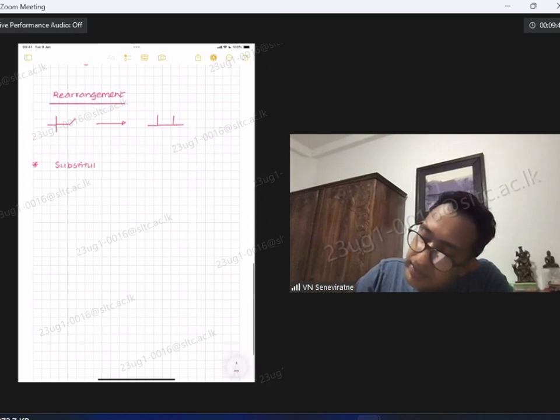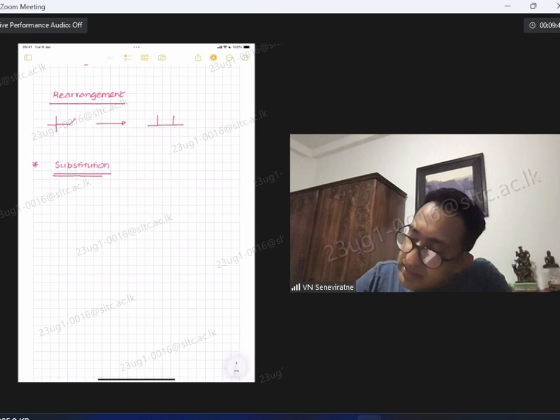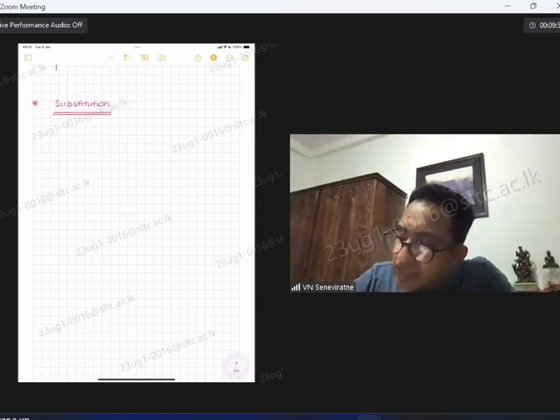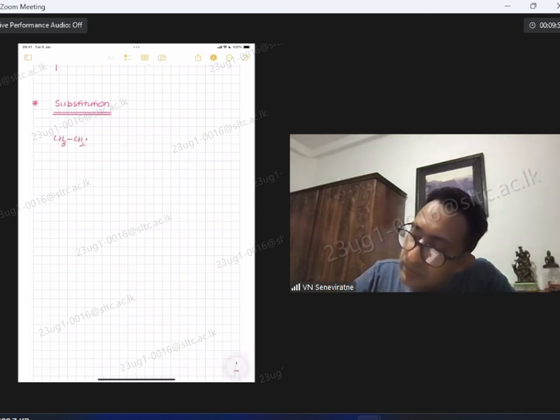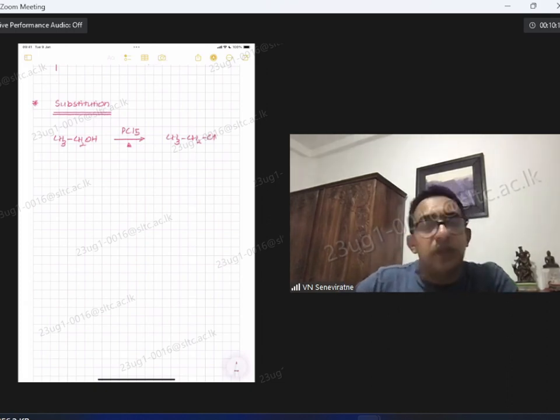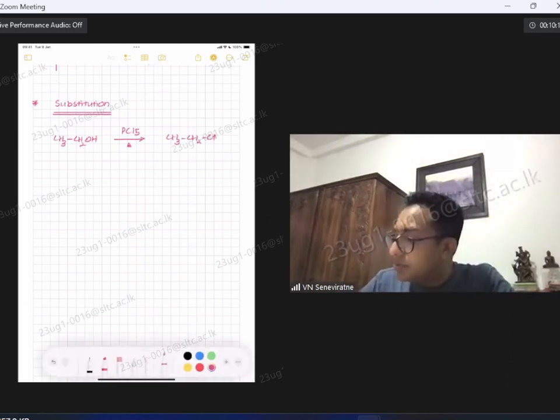Now look at this example. If you have an example like this, for example, let us say CH3CH2OH, right? And then let's say you add PCl5 to this and then heat it. And they say, okay, CH3CH2Cl is formed. Now, can you see that there is a substitution?